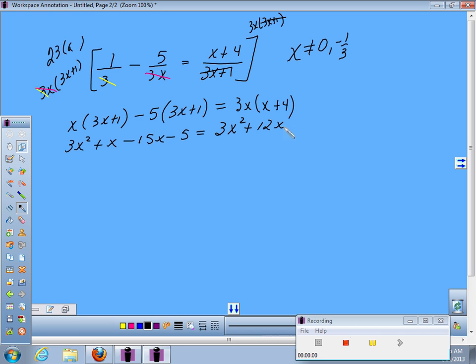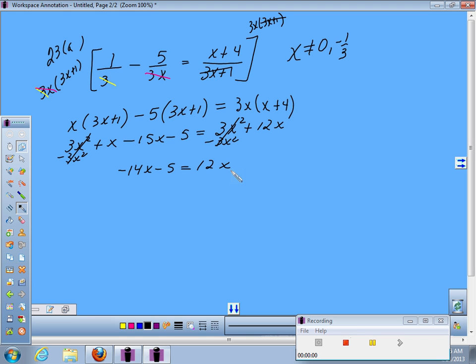But what's actually going to happen to these 3x squareds? They're going to cancel. This is going to be way too nice. Your 3x squareds are going to completely cancel. So I'm going to clean up the left side here. That's really negative 14x minus 5 equals 12x. That's all you have left.